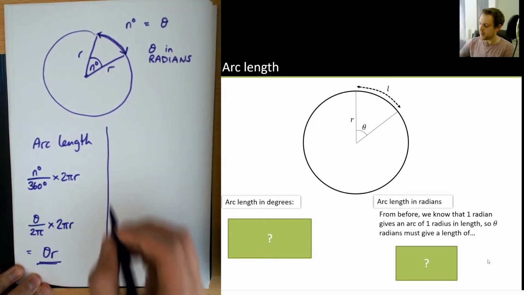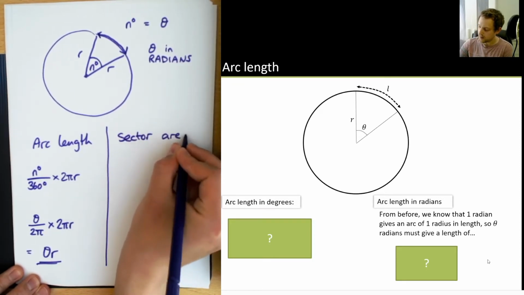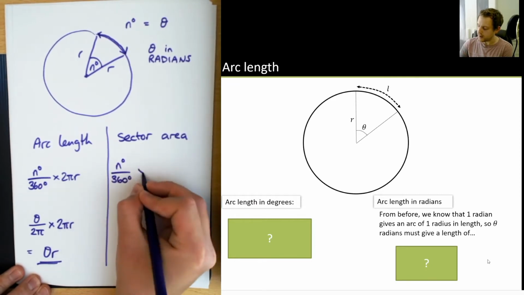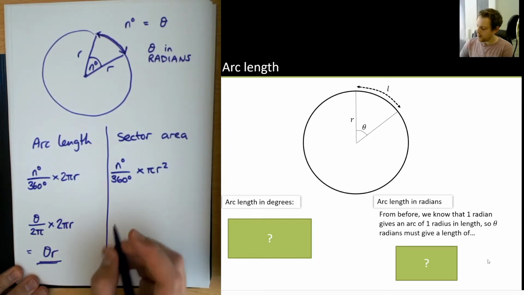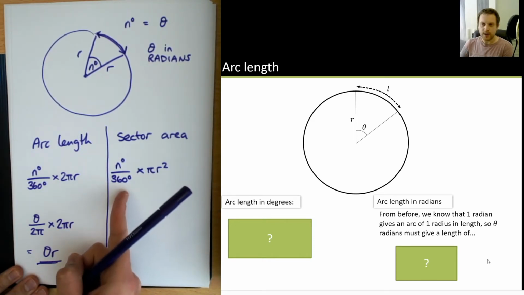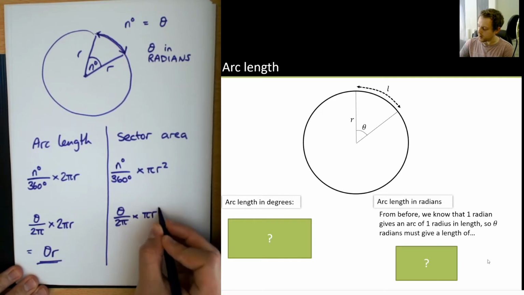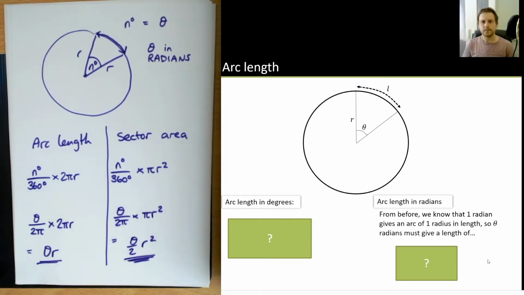And a similar thing happens with sector area. Again, you'll have n degrees out of 360 degrees times pi r squared if you want the area of this sector. But if instead I was doing radians and it was out of 2 pi, I have theta out of 2 pi times pi r squared. The pi's cancel, and I get theta over 2 r squared. And they're just much nicer formulas.